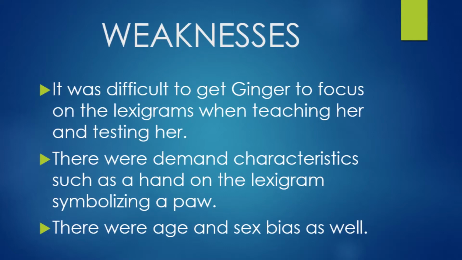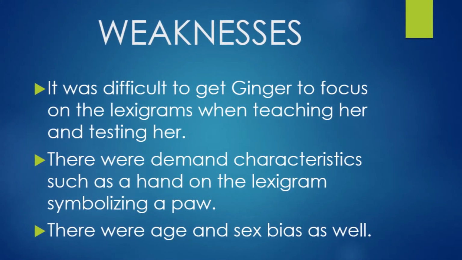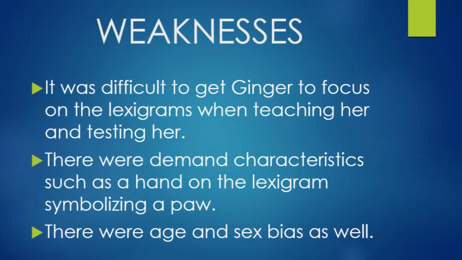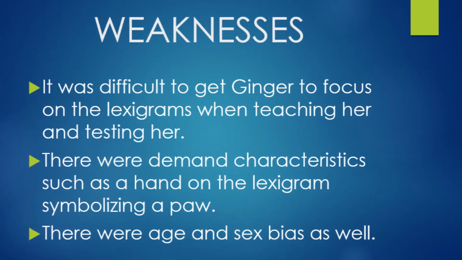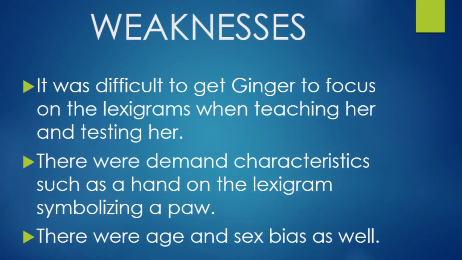The weaknesses of the experiment were that it was difficult to get Ginger to focus on the lexicograms when teaching her and also testing her. There were demand characteristics such as the hand being on the lexigram symbolizing a paw. There were age and sex biases as well.